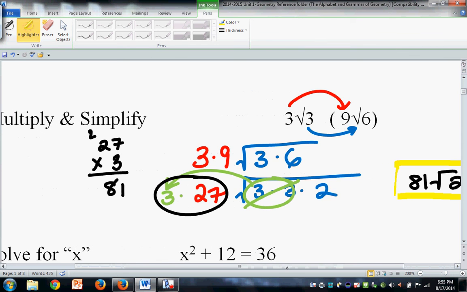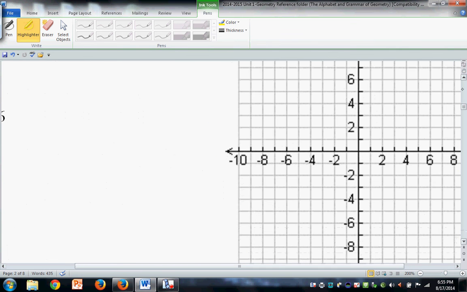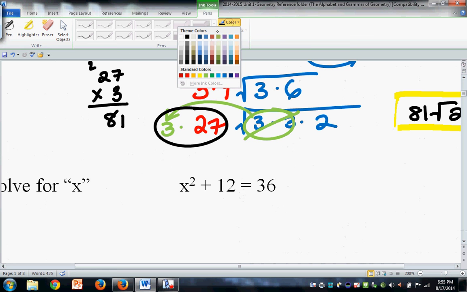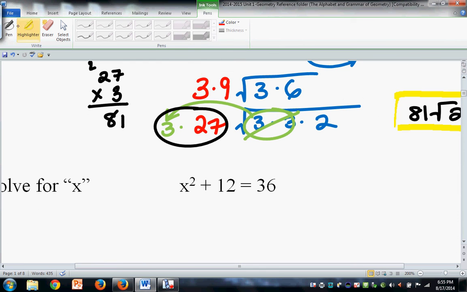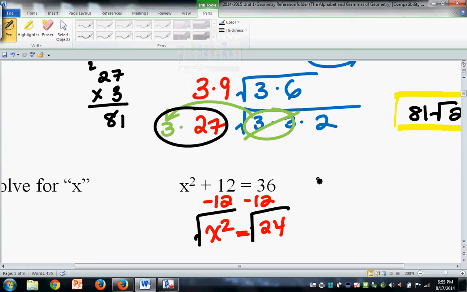Now here in simplifying for x, our goal again is to get x by itself. So the first thing we're going to do is get rid of the 12. We minus 12 on both sides. I end up with x squared equals 24. Now, the opposite of squaring is square rooting, not dividing by 2. So I have x equals square root of 24.